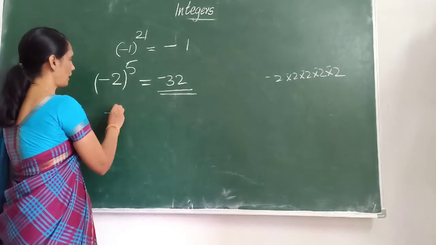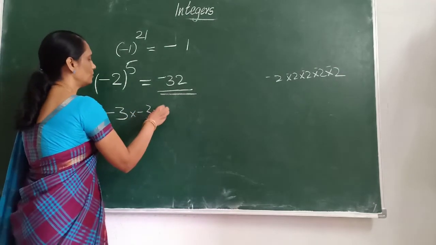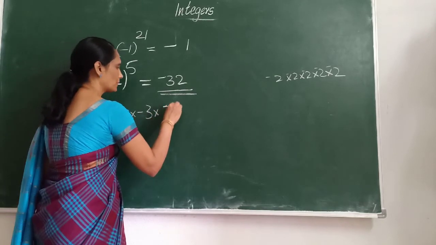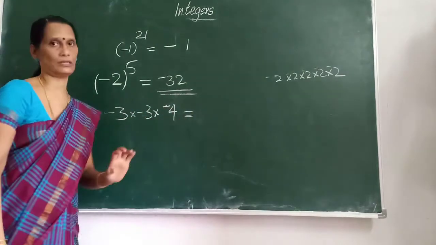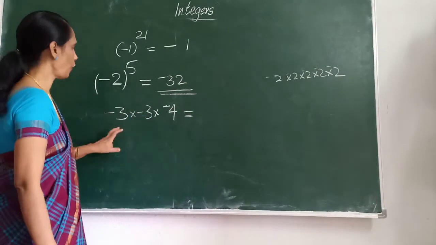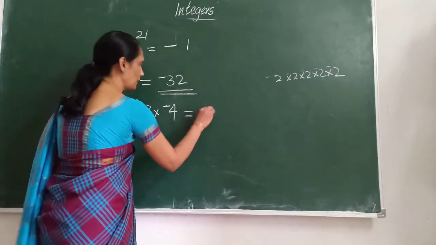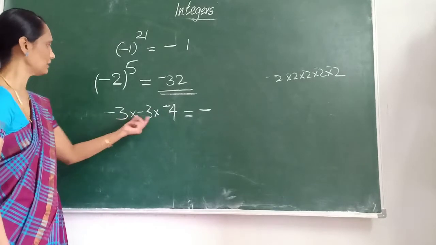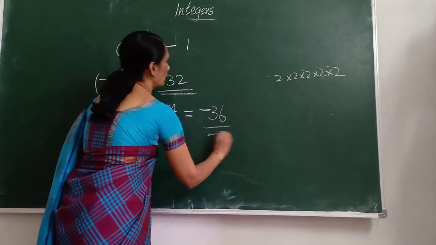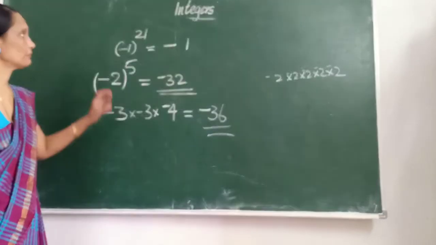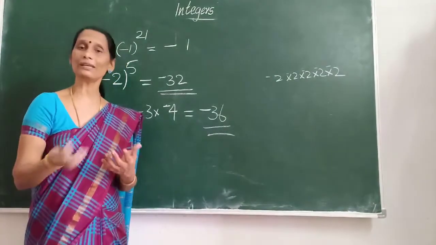Okay. Suppose minus 3 into minus 3 into minus 4. Can you say the answer? We can say that all are negative numbers. How many times? 3 times are there. 3 times means odd number of times. So the answer will be negative. Okay, now we have to see the number. 3 3s are 9, 9 4s are 36. Okay, this way we can find out. So if negative numbers are multiplied an odd number of times, we will get a negative answer.